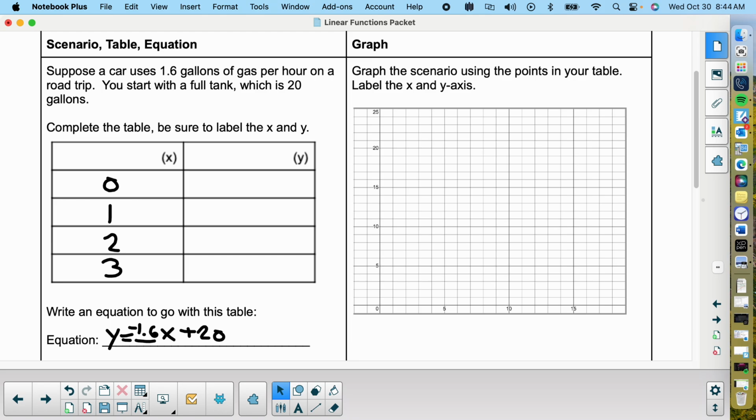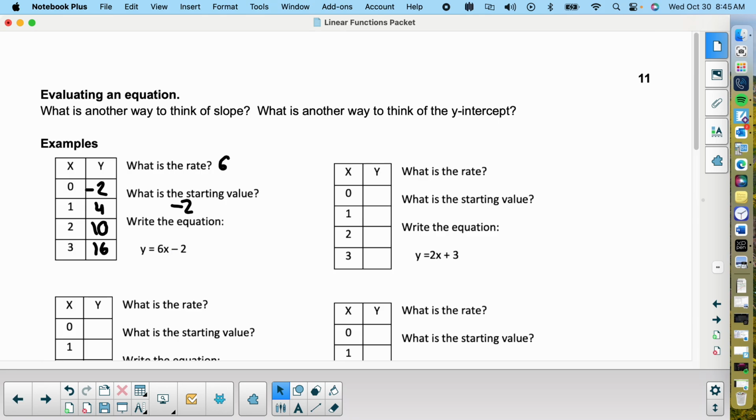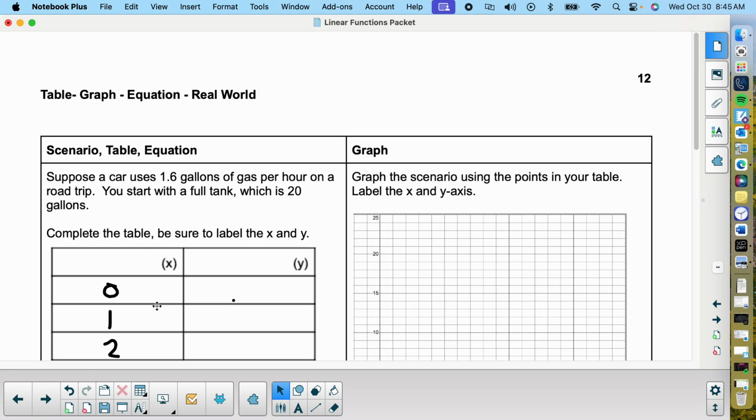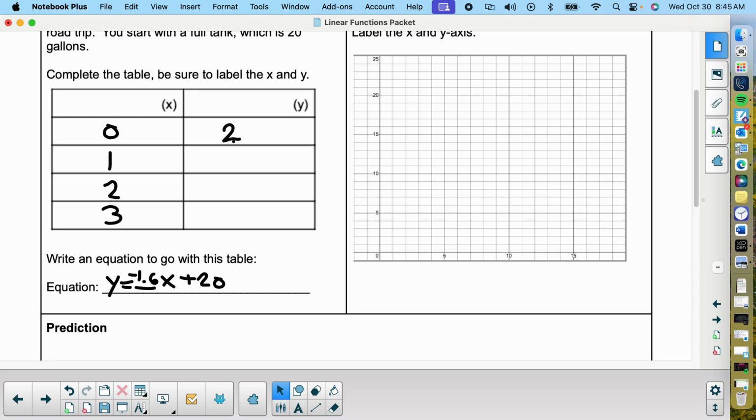Okay, next to the 0, what's the amount of gas that we start with? Gigi, what are we doing? 20. So next to the 0, we're going to write a 20. Next to the 0 is always going to be the y-intercept. Okay, so next to the x equals 0 is always going to be the y-intercept, and it's always the number by itself. That's the starting value. Okay, nice job.